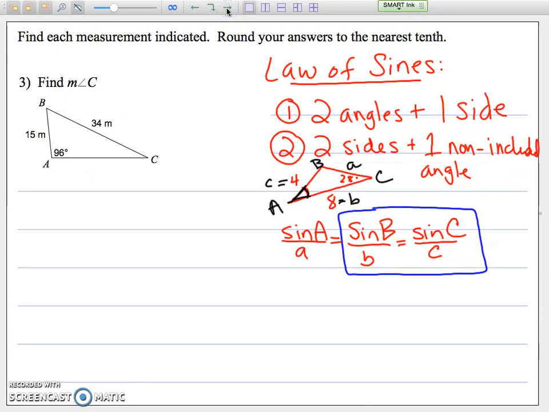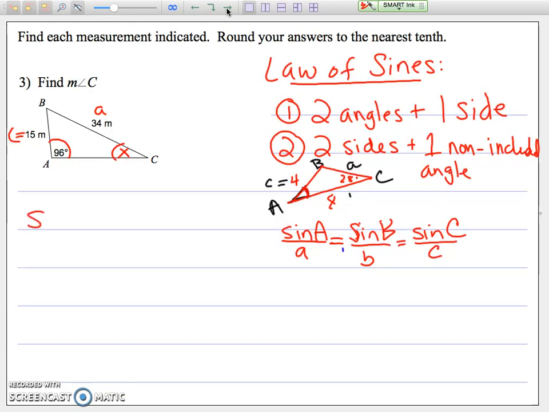So now we've got: find the measure of angle C. So the first thing I'm going to do again is label everything. So this side over here is little c. This is angle A. So this side over here is little a. Okay, so this time I'm not going to be using these two ratios. I'm going to be using A and C. So I know A and C. So I'm going to write the sine of C over little c equals the sine of A over little a.